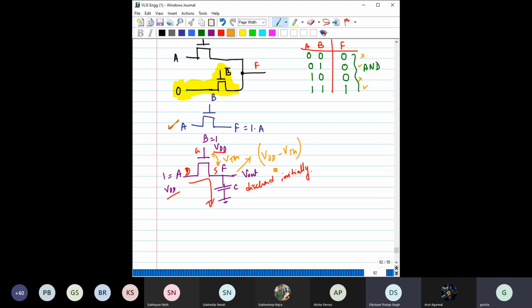Shubhayan, I think you were trying to point this out, right? Yes. So there will be one threshold voltage drop, but still this is very close to logic 1. If we think from the static CMOS perspective, if it is VDD, then the logic threshold is around VDD by 2. So we are basically operating somewhere here. Here we are one threshold voltage below VDD, so it can still be considered as logic 1.